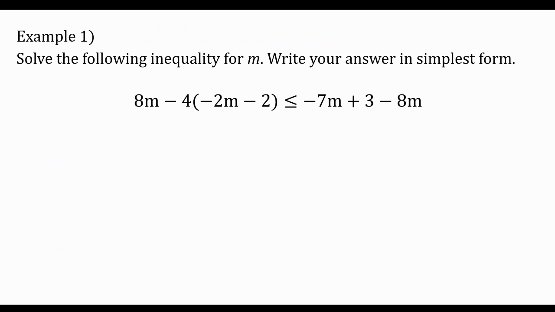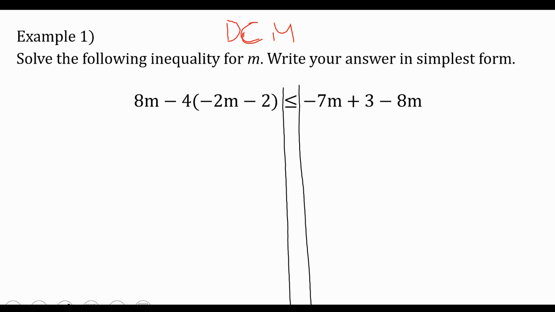Okay, so let's take a look at this example. Solve the following inequality for m. Write your answer in simplest form. So remember, if we have an answer that is a fraction, we have to make sure that we write our answer in simplest form. So the first thing I'm going to do is draw the train tracks. Remember, we want to stay very organized here. It's a lot of steps. And I'm going to just write D, C, M, A, M.